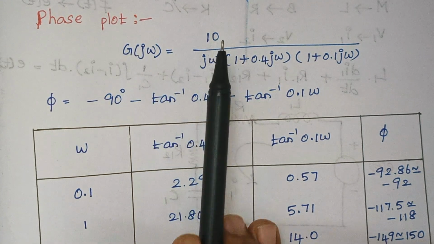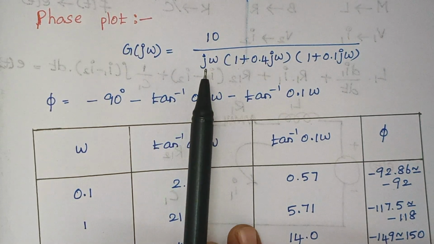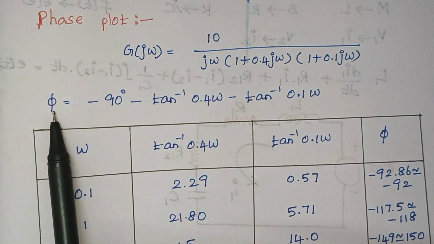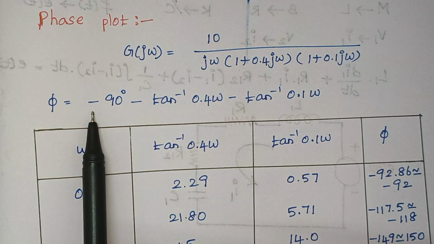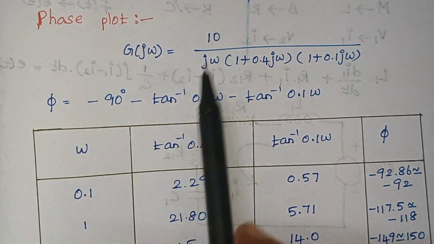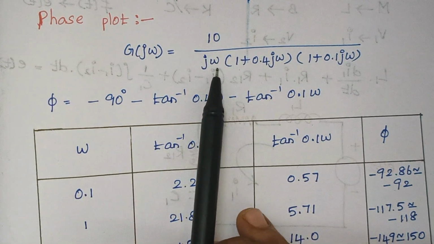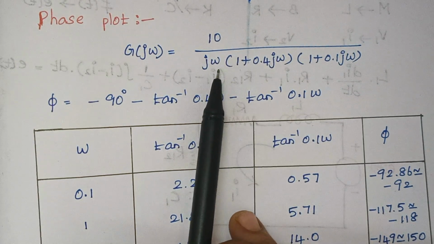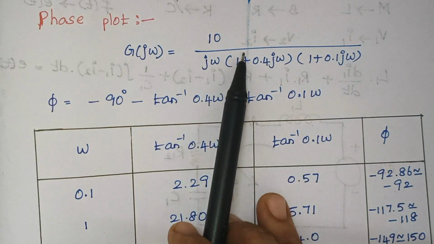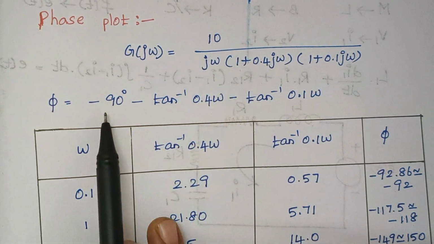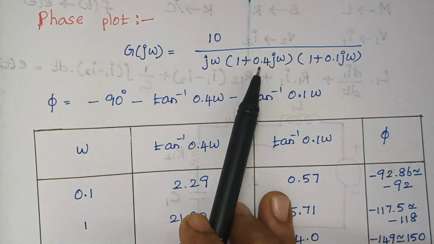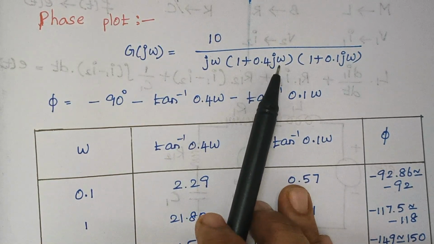From the given problem, we have substituted the value of S as j omega here. Right. And the next step is we are going to find the expression for calculating the phase angle. So here you see omega lies in the denominator part and omega always contributes an angle of 90 degrees. I am moving this omega to the numerator part. So here I have included minus 90. Right. And the next is we are having 1 plus 0.4 j omega.